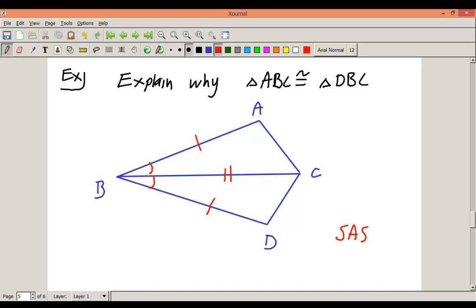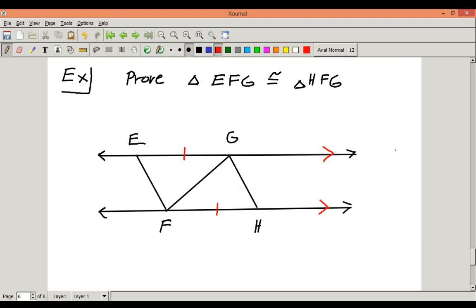Okay, let's look at one more slightly longer proof using one or both of our new postulates. So in this example, you're trying to prove the triangle EFG, so you see that one there. Maybe I can highlight that for us to see that better. Let's do that. So triangle EFG is this one. We're trying to prove that triangle congruent to triangle HFG. So HFG.